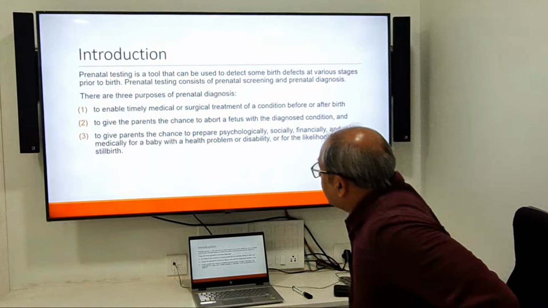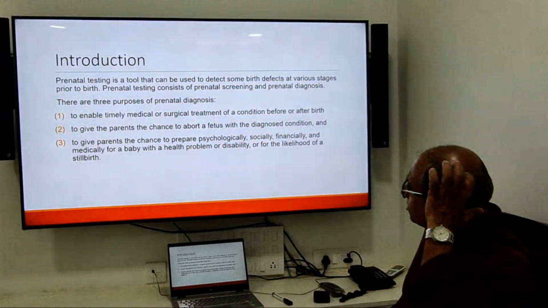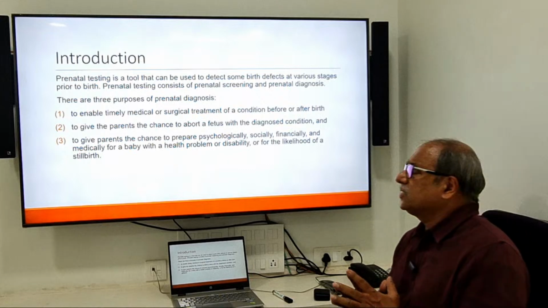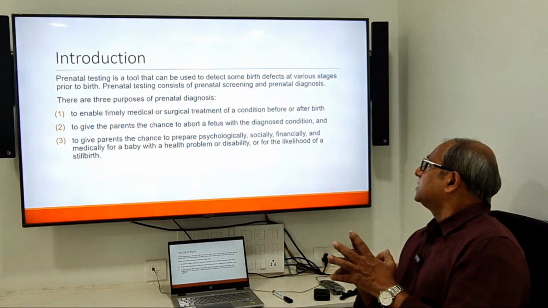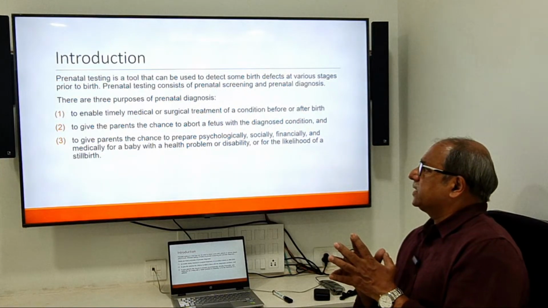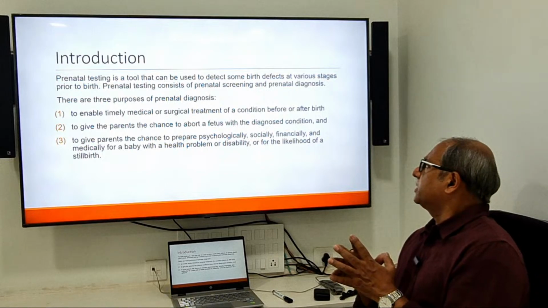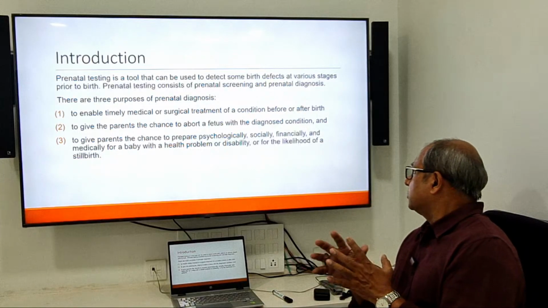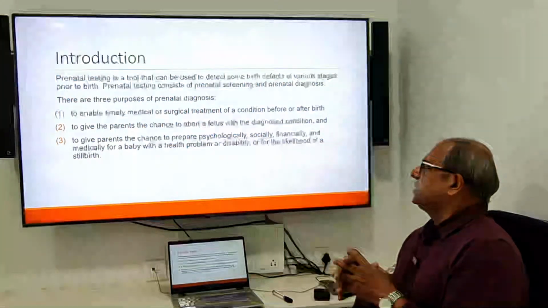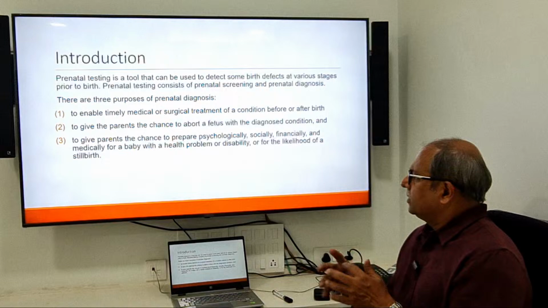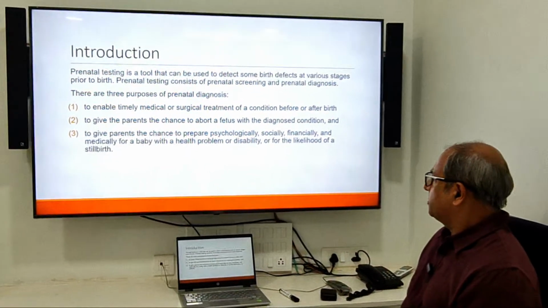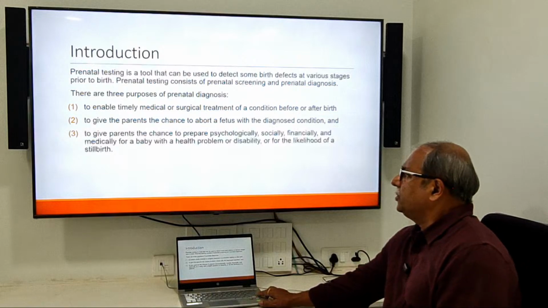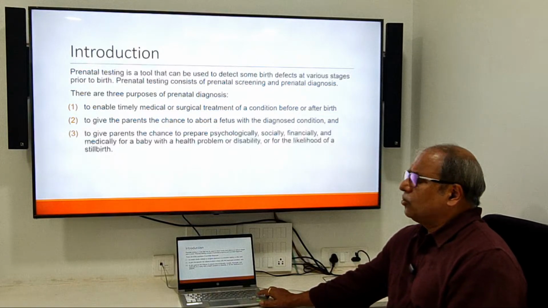Prenatal testing is a tool that can be used to detect some birth defects at various stages prior to birth. Prenatal testing consists of prenatal screening and prenatal diagnosis. So the test contains two things: one is screening and another is diagnosis. There are three purposes of prenatal diagnosis: to enable timely medical or surgical treatment of a condition before or after birth, to give the parents the chance to abort a fetus with a diagnosed condition, and to give parents the chance to prepare psychologically, socially, financially, and medically for a baby with a health problem or disability, or for the likelihood of stillbirth.